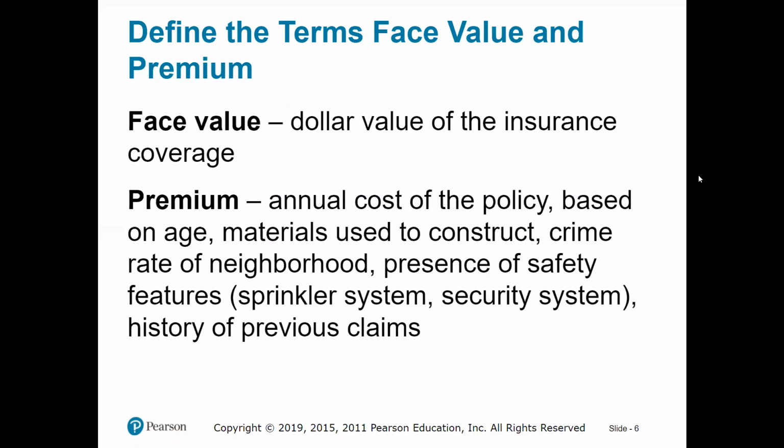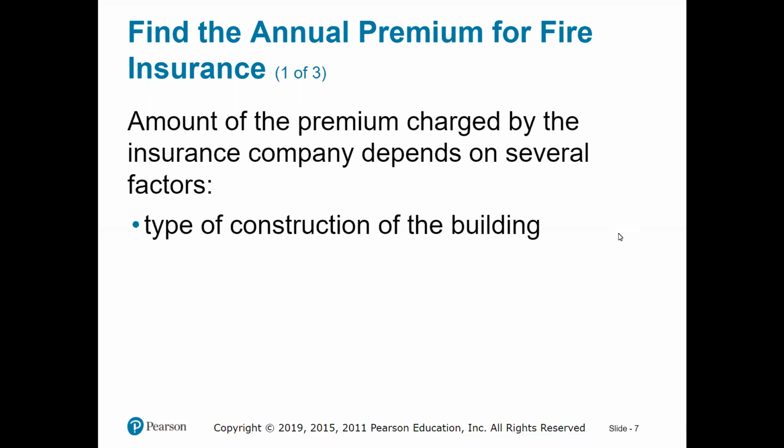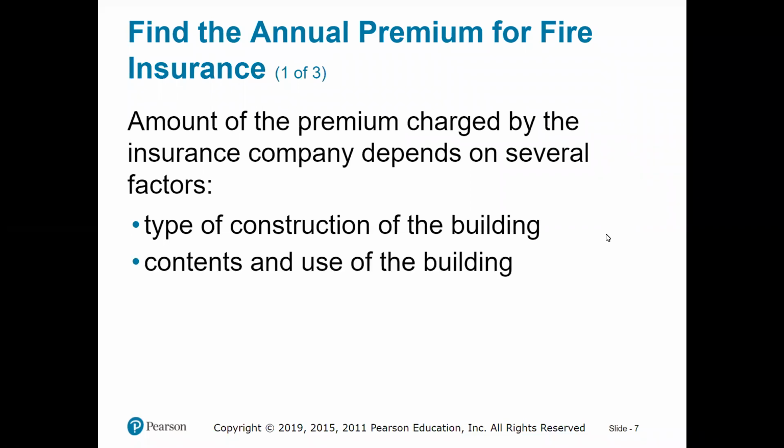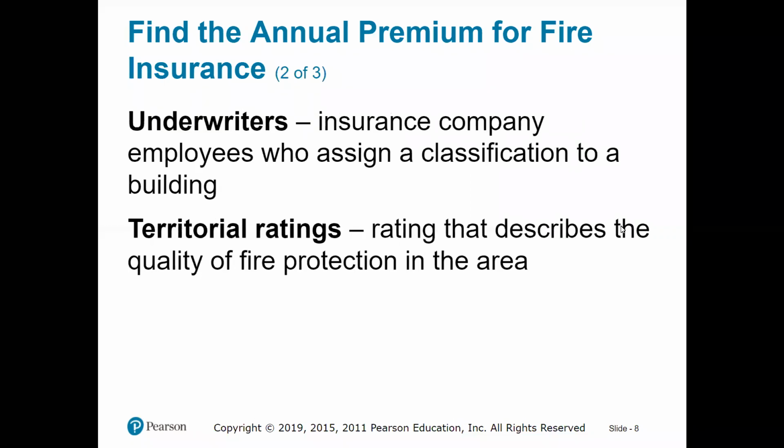Premium: the annual cost of the policy based on age, materials used to construct, crime rate of the neighborhood, presence of safety features such as a sprinkler system, security system, history of previous claims. The amount of the premium charged by the insurance company depends on several factors. Type of construction of the building. I believe that would mean like a difference between brick versus wood, that kind of stuff. Contents and use of the building. Location of the building. Type and location of any fire protection that is available.